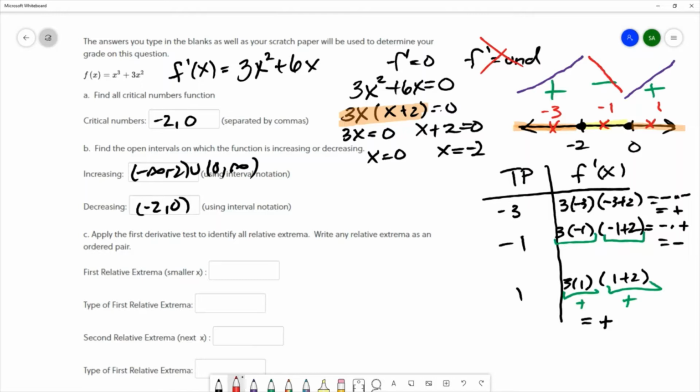So when you have a change from increasing to decreasing, that creates a maximum. So we know that we're going to have a relative max at that point. And then when you have a change from decreasing to increasing, that creates a minimum at that point, relative min. So the first one, using the smaller x, which is -2, we're going to have a relative maximum at that point.